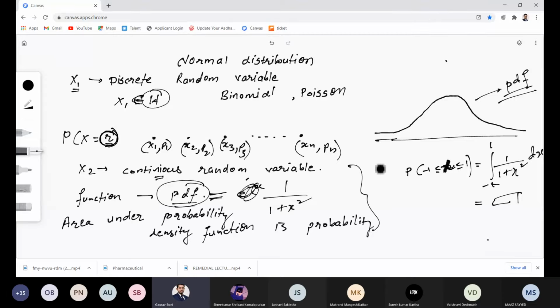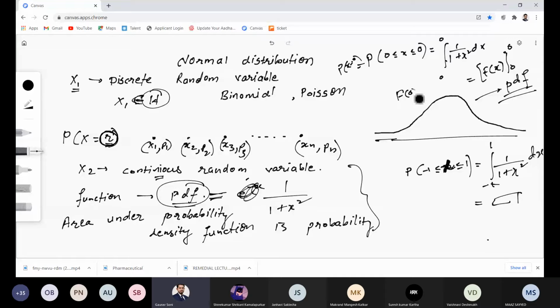Now, can you tell me, if I have 0 less than or equal to x less than or equal to 0, which actually means the probability at x equal to 0. This will be the integration from 0 to 0 of 1 upon 1 plus x square dx. If the answer is capital F of x, then it is capital F of 0 minus capital F of 0. The answer will turn out to be 0. That is why probability at a point won't make any sense. Probability will always be equal to 0.